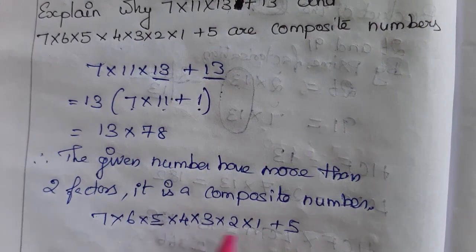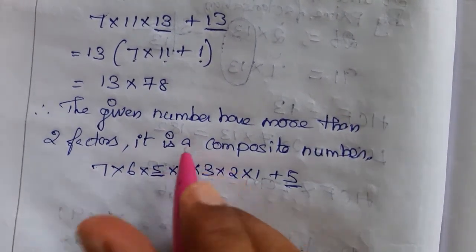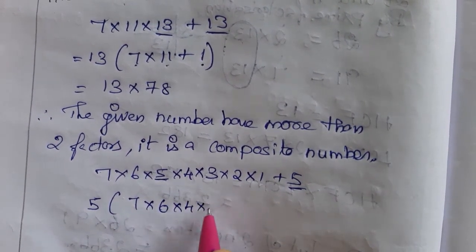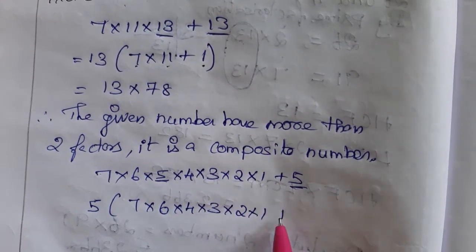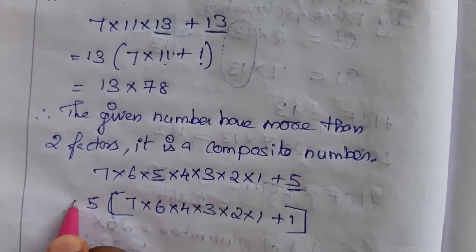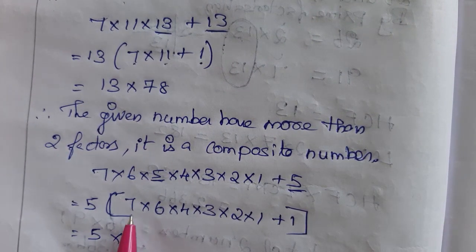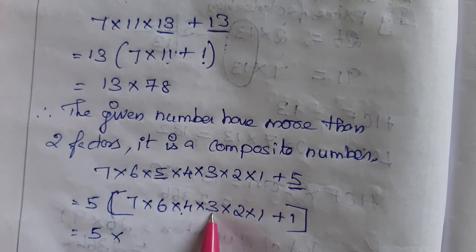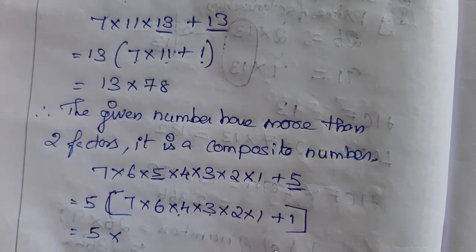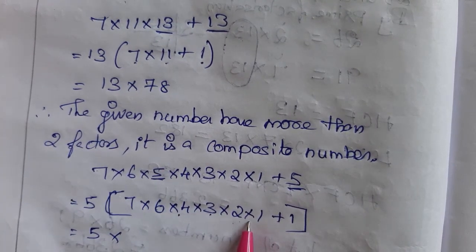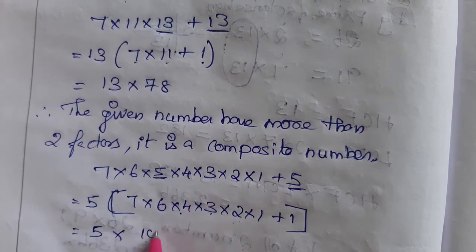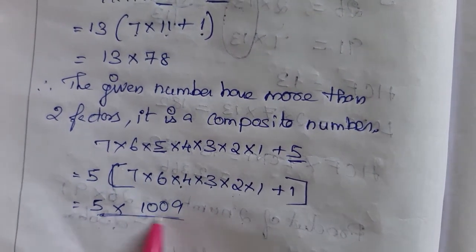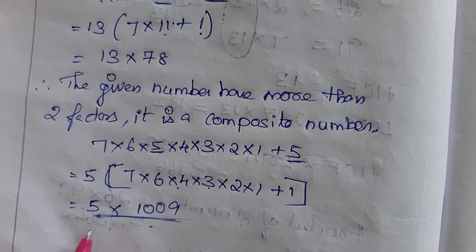Here also you can see 5 as a common factor, where you can apply the distributive property. So 5 into 7 into 6 into 4 into 3 into 2 into 1 plus 1, right? So what happens? 7 6s are 42. 42 into 4 is 168. 168 into 3 is 504. 504 into 2 is 1008. 1008 into 1 is 1008. 1008 plus 1 is 1009. Here also we obtain more than 2 factors. When it has more than 2, it is a composite number, right?